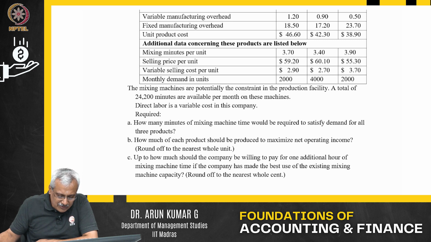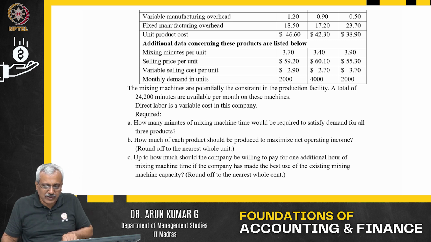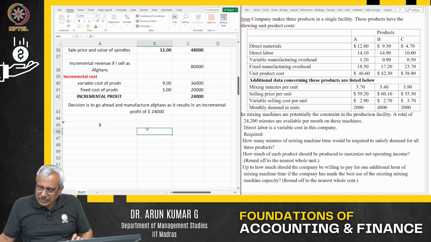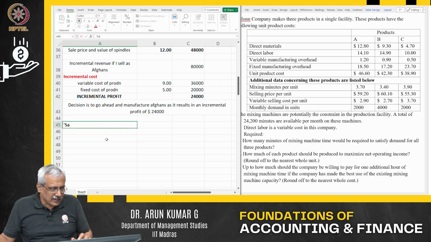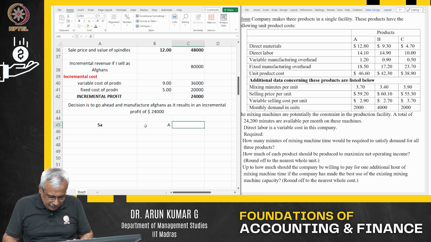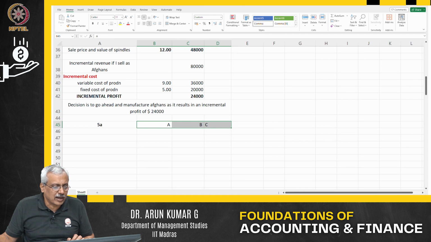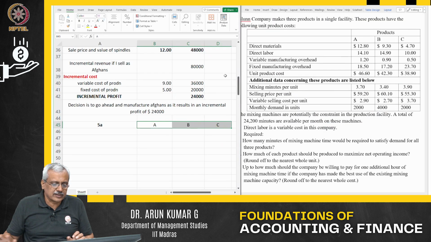Now let us go back to the problem. I am just going to divide the screen into 2 parts, that makes it a little easier. What is the problem? There are 3 basic products, A, B and C. Let us center it as we go along. I have just centered it.